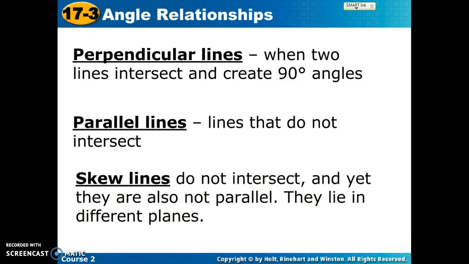And then we have what's called skew lines. Skew lines don't intersect, but yet they're not parallel as well. And they actually lie in different planes. So they don't touch, they don't intersect, they are not parallel to each other. It's kind of like lines that are across the room from each other.